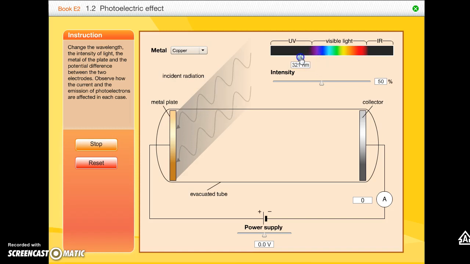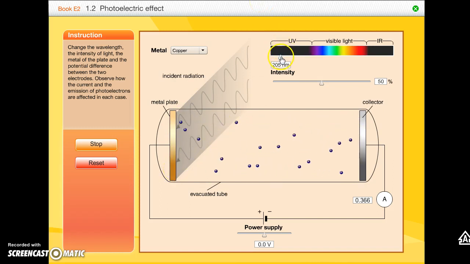Let me make the wavelength even shorter, and shorter, and shorter. And just now you can see, suddenly there are electrons that come out from the metal plate. So on the right-hand side, on the emitter, you can find a reading. The emitter reading may let you calculate how many electrons are collected, and that is how many electrons are emitted from the metal plate.